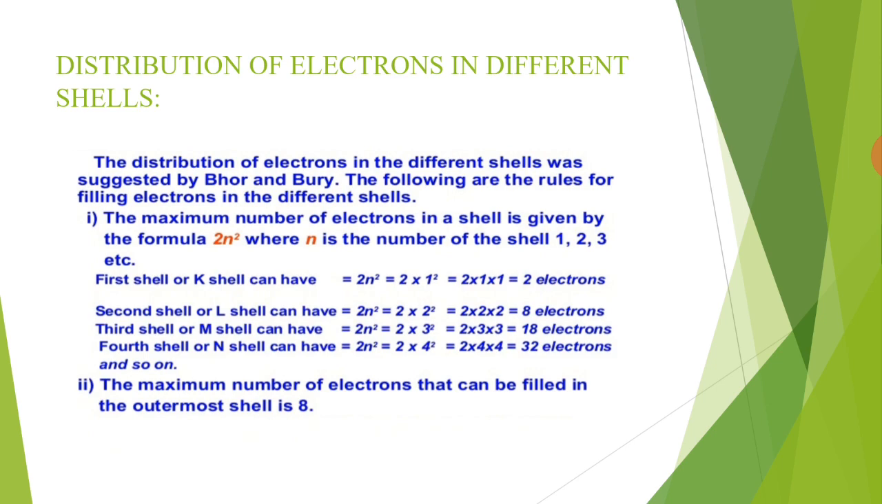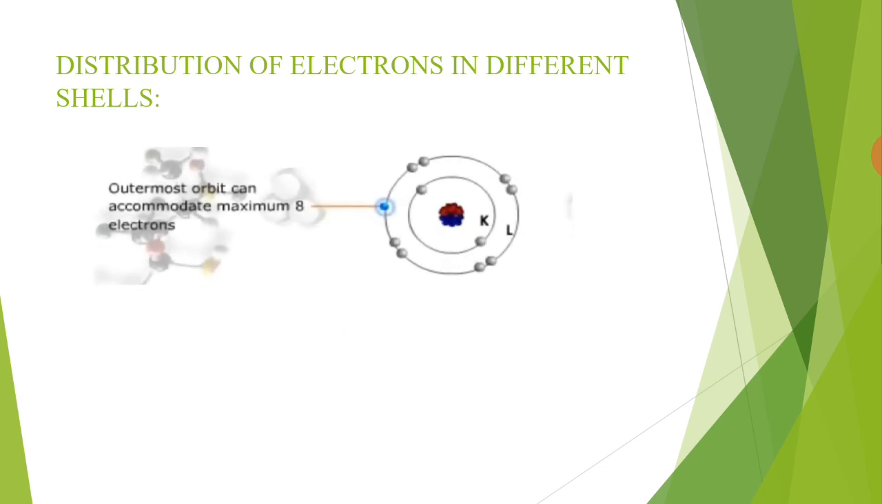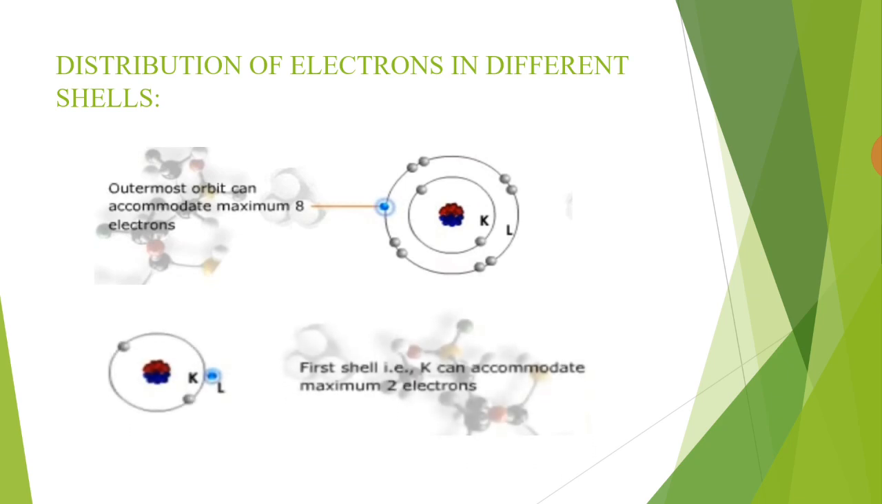Similarly, second shell or L shell can have 8 electrons. Third shell or M shell can have 18 electrons. Fourth shell or N shell can have 32 electrons and so on. Second, the maximum number of electrons that can be filled in the outermost shell is 8. Outermost orbit can accommodate maximum 8 electrons except the first shell, that is K. K shell can accommodate maximum 2 electrons.